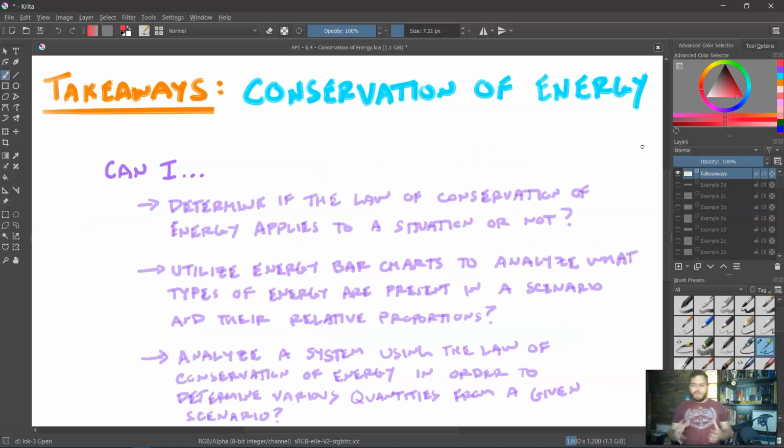Now, I could spend all day going through multiple examples of conservation of energy, but this is honestly something that's going to really come with practice, and we're going to do lots and lots of practice in class until it practically comes second nature to you.